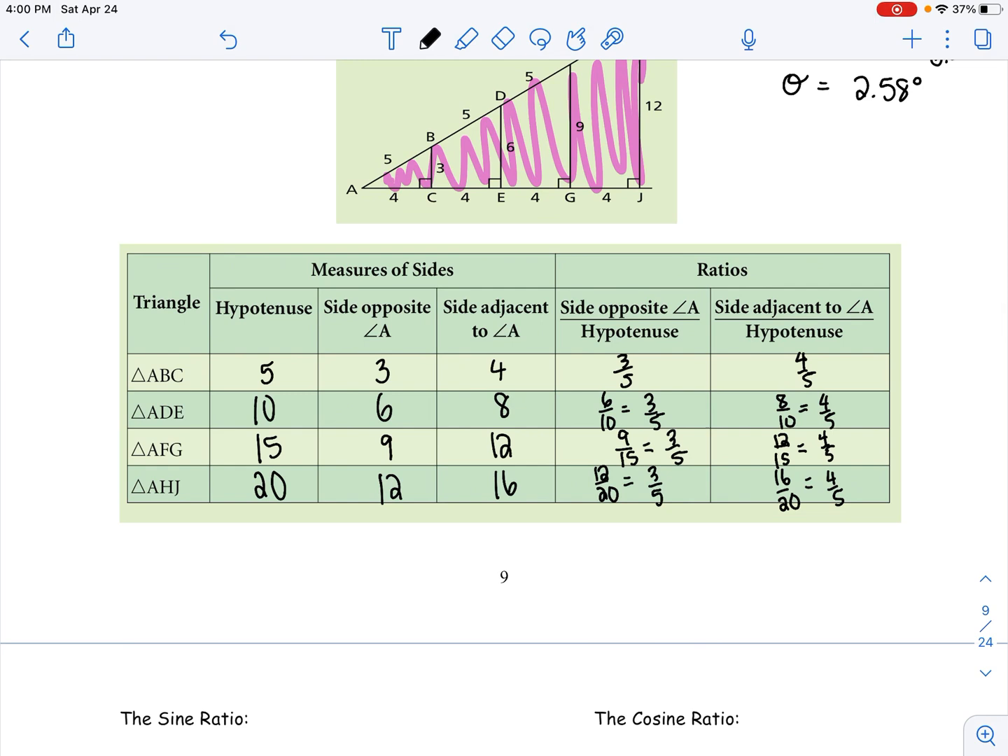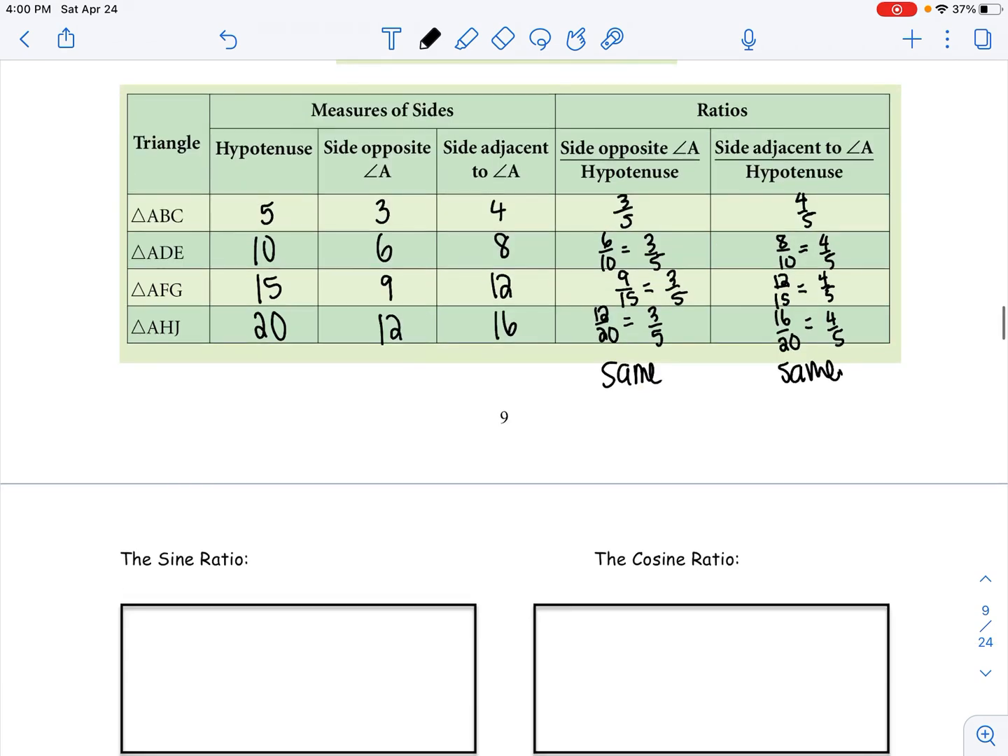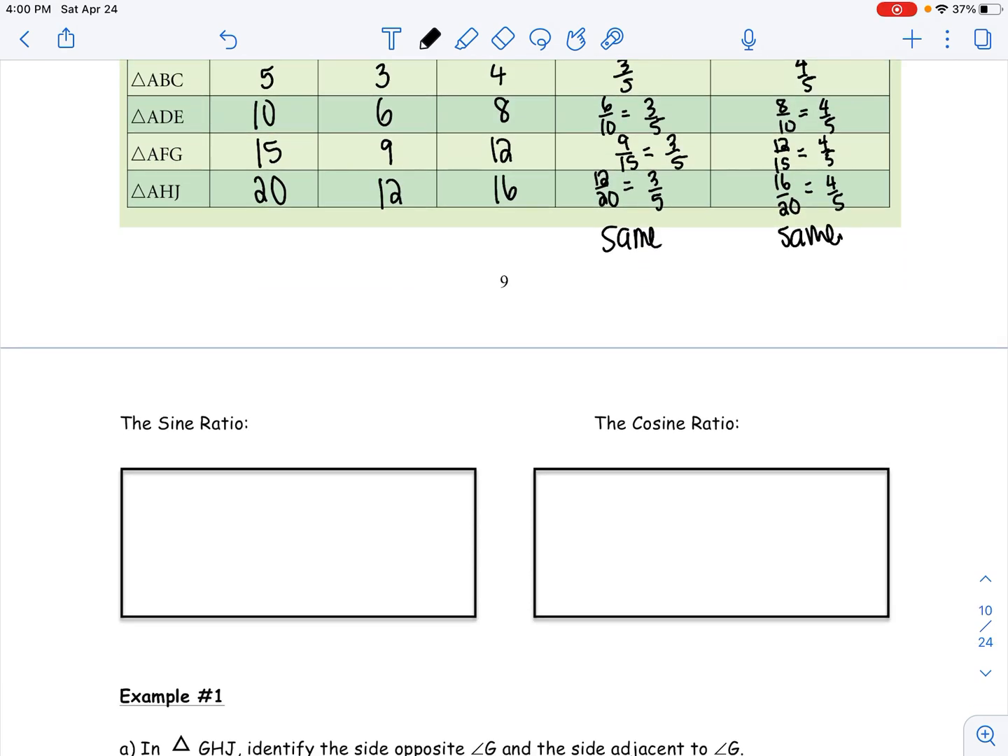So no matter what, if you're looking at a similar triangle, no matter what sides you look at, they're always going to give you the same ratios. So this is the same, and this is the same. So that's why we can create a rule where we have the sine ratio, we're going to use something called SO. The sine ratio is always equal to our opposite side divided by our hypotenuse side.